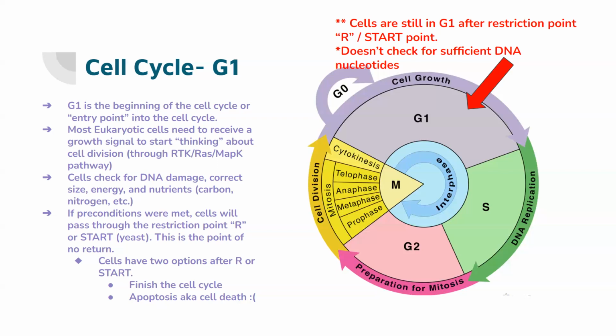Microtubules are also pretty important once we get a little bit deeper into the later stages of the cell cycle. So don't forget about the older topics. They do come back. In this step, cells are checking for DNA damage, correct size, energy, and nutrients.